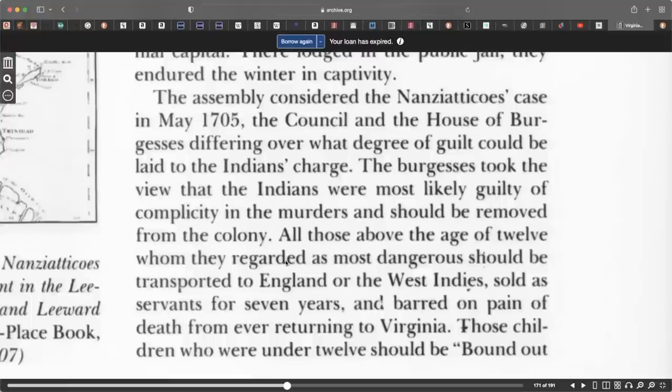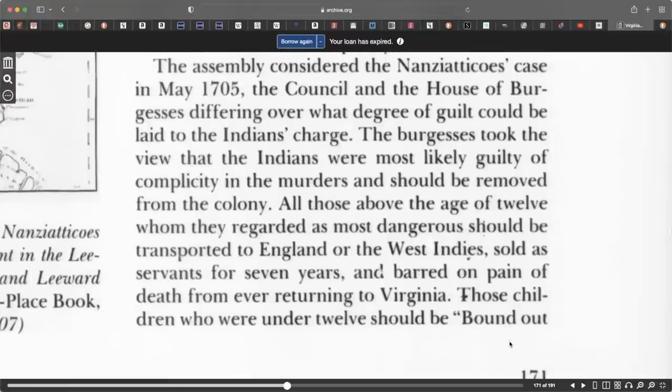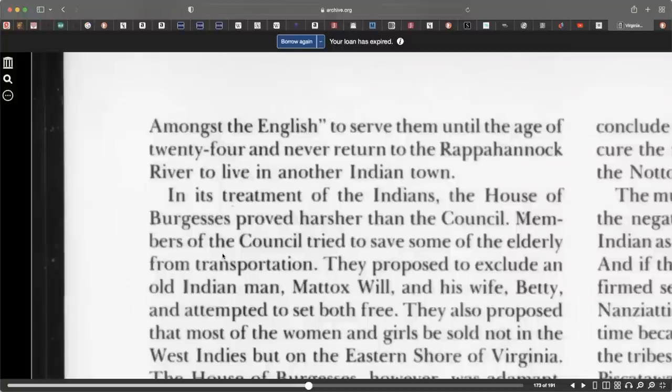Those children who were under 12 should be bound out amongst the English, all right? They were bound out, meaning the children were made servants or bound, right? Indentured. And they were bound out to these so-called English. A lot of these so-called English are actually crypto-Jews, crypto-Muslims. Yes, we've gone over the information. Let's not forget the previous drop. Let's talk truth and facts here. No matter feelings and emotions, guys.